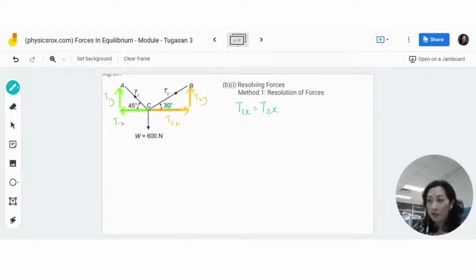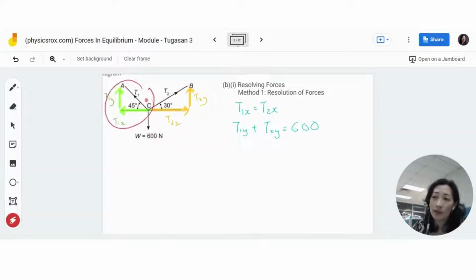And then for the vertical components, you can see that there are two vertical forces upwards and one vertical force downwards, which means that the sum of these two will be equal to this. So I'm going to write that down as well. T1y plus T2y equals 600. So before we continue, we need to resolve the values of T1x and T1y as well as T2x and T2y.